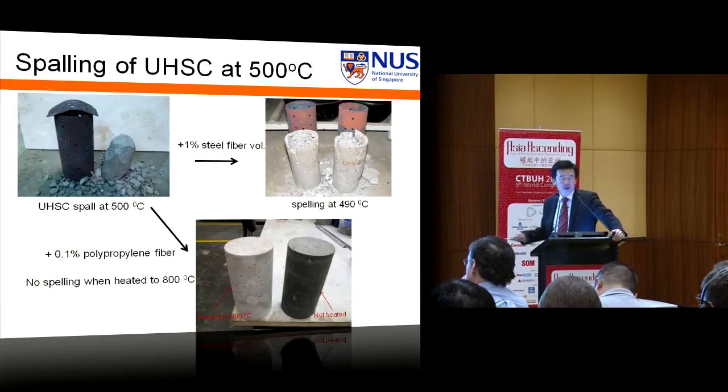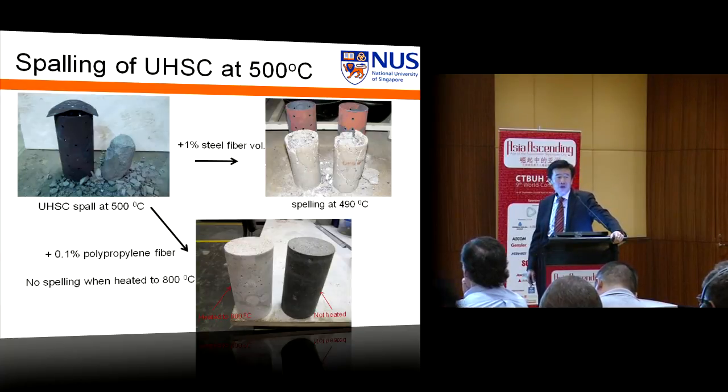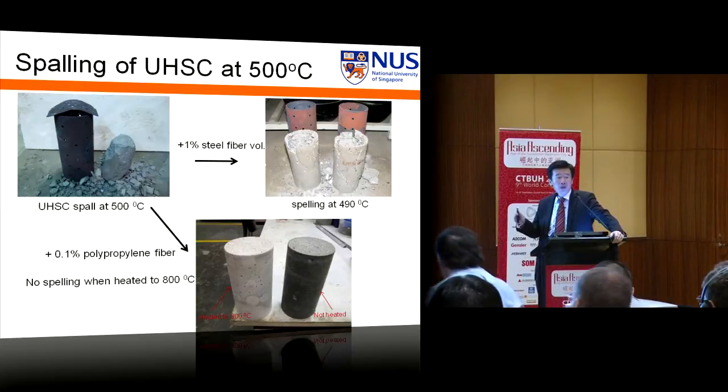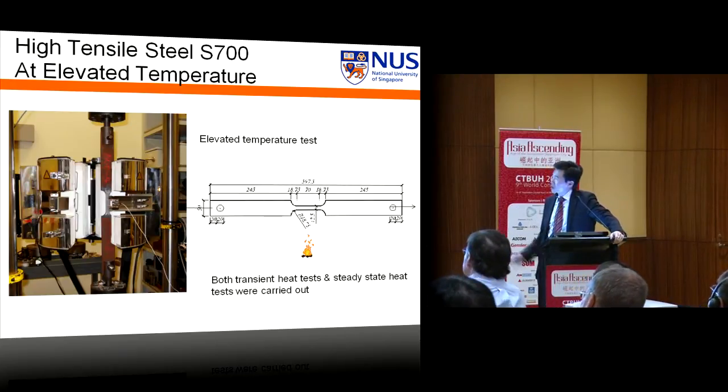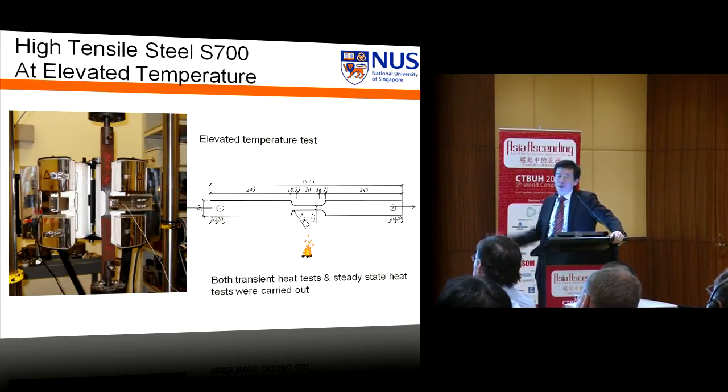So that gives us some hints that to improve the fire performance, you need to provide some degree of polypropylene fiber. Actually, we changed the content of this fiber from 0.1% to 1%. And we find that only a minimum amount will help to satisfy the fire requirements without affecting the workability of the concrete. For high strength steel, we are also not very sure about fire performance.